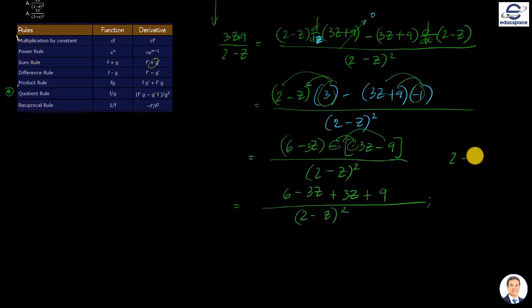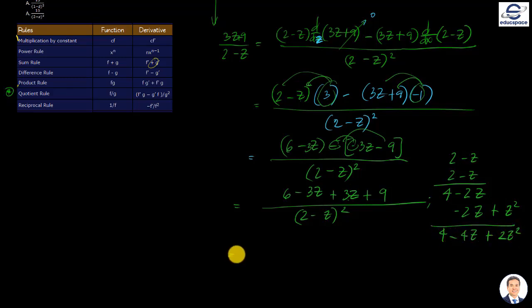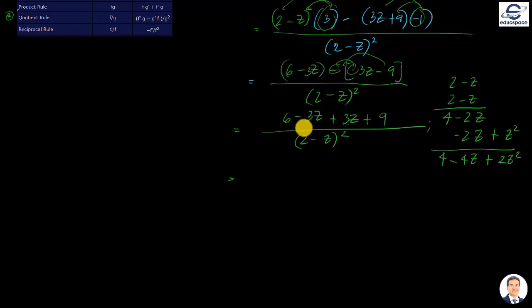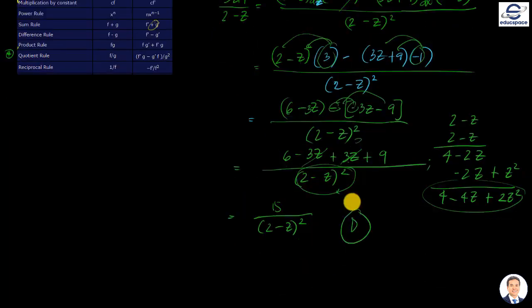So let's put it here, 2 minus z times 2 minus z, so we have 2 multiplied by 2 is 4. Here we have negative 2z, and then negative 2z plus z squared, that is negative multiplied by negative, z is z squared. So 4 minus 4z plus z squared. Here in the numerator again, we have negative 3z plus 3z, which is 0, and therefore we have 6 plus 9, we have 15, over this one. We can actually keep the denominator as 2 minus z squared. So the answer here is letter D.